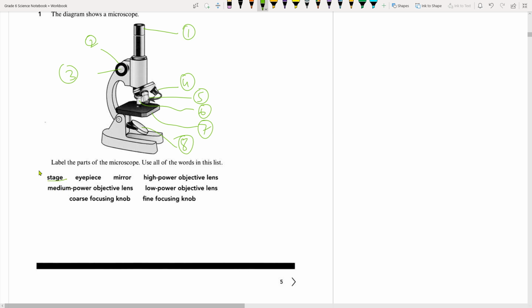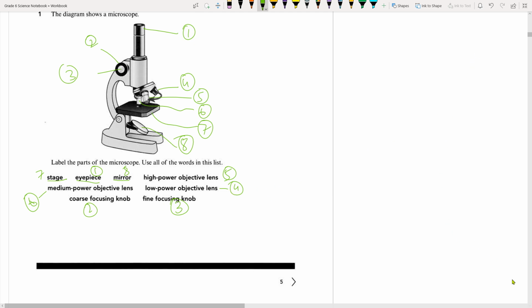So number 8 is, this is, sorry. Yeah, there's a mirror. My bad. This is number 7. This is number 8. This is number 1, the eyepiece on the top. The high power objective I told you is the longer one, so this is going to be number 5. The low power is number 4. Medium is number 6, the one I marked from the back. Coarse focusing knob is number 2, and the fine focusing knob is number 3. I hope I've got all of them right.